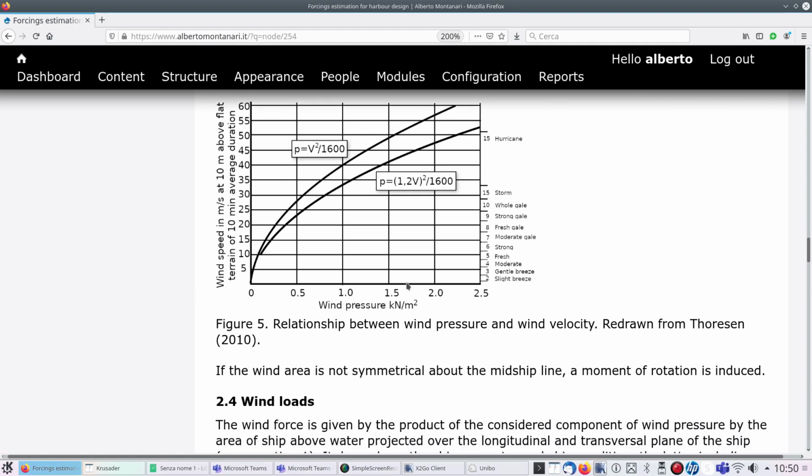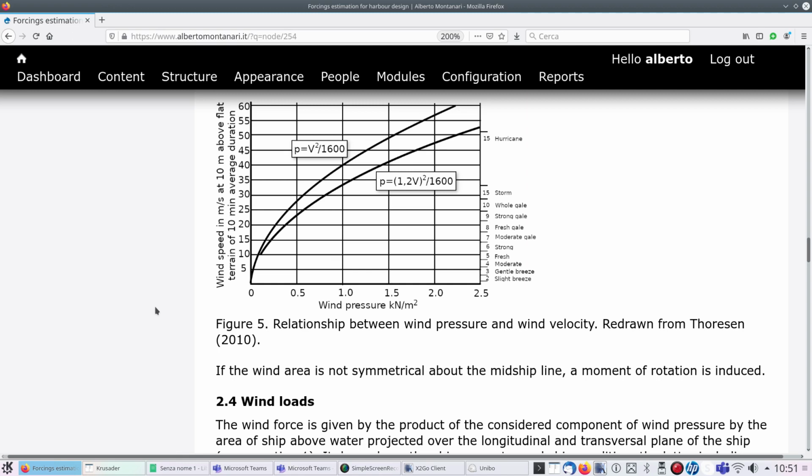By the way, this is redrawn from a reference that I widely used for elaborating this lecture. The reference is given at the bottom of the lecture. It's Torresen 2010. This is freely available on the web. So if you search on the web for this reference, you can find it. You don't need to have a look at it. I just wanted to tell this to you because this reference is much more expanded with respect to my treatment. So it may be a useful reference for you in the future if you need to expand what we are discussing.